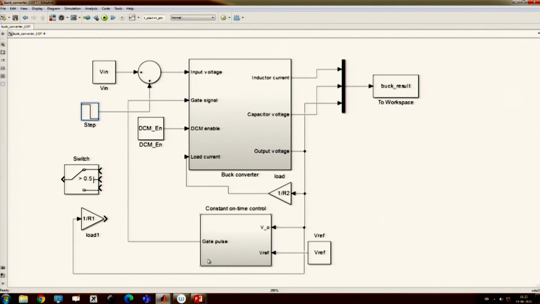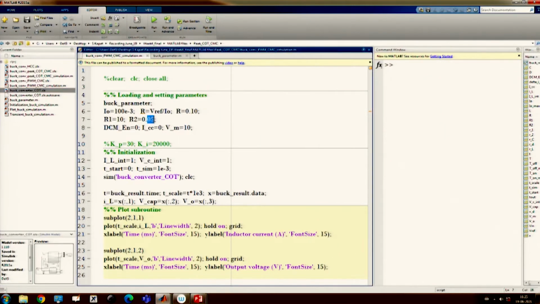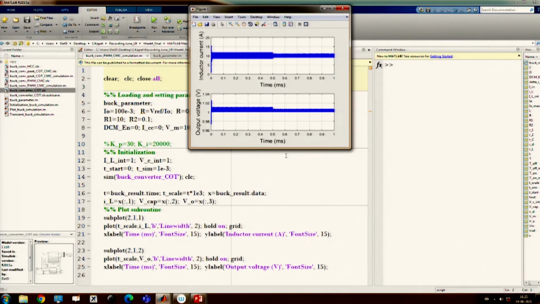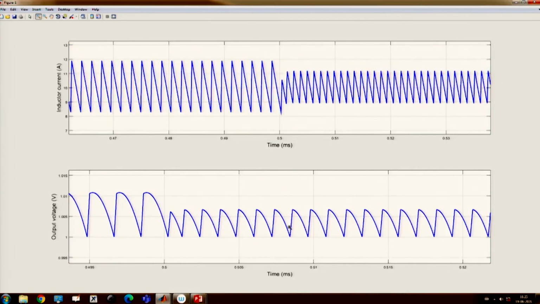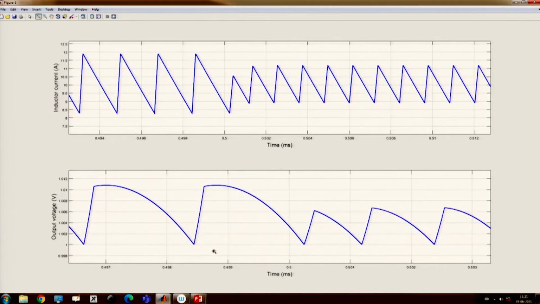And R2, how much are we taking? We are taking R2 as 0.1. Let us run. Now we are making a supply transient, and see what happens. If you make a supply transient, you will find the transient performance is really fast, but there is a change in switching frequency and also a change in output voltage ripple. We will see this is a drawback of the constant on time control.